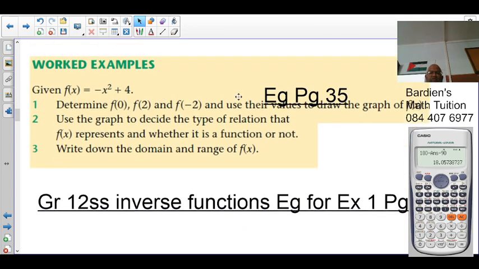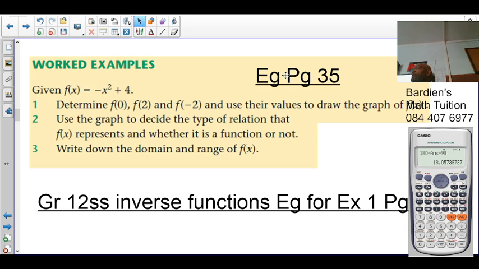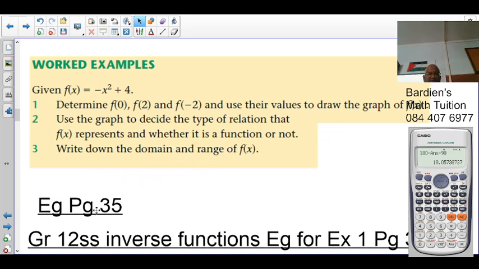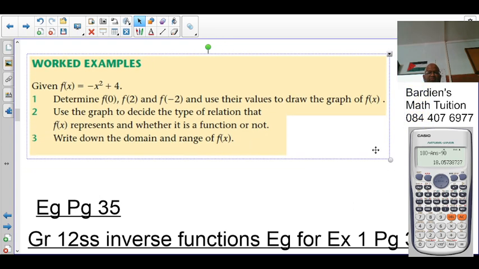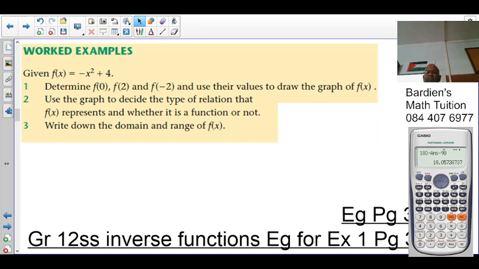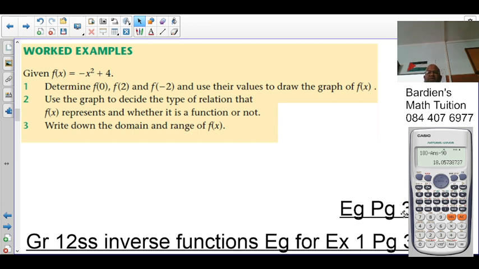Then we did this example on page 35 already with you guys. Not so, but at the time it was a famous load shedding. Okay. So what I'm going to do is I'm just going to refresh your memory quickly before we go into the next set of examples and explanation on page 36.